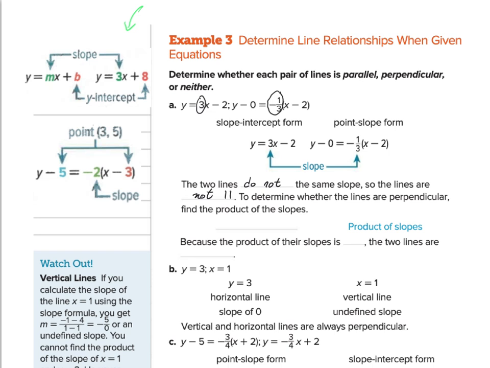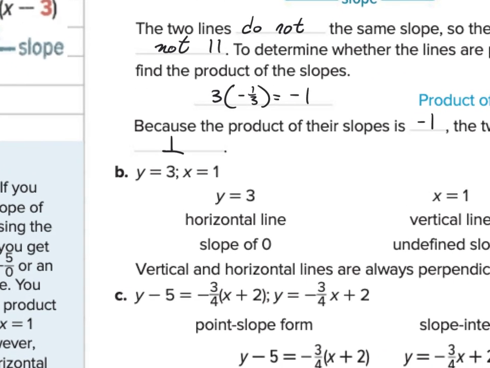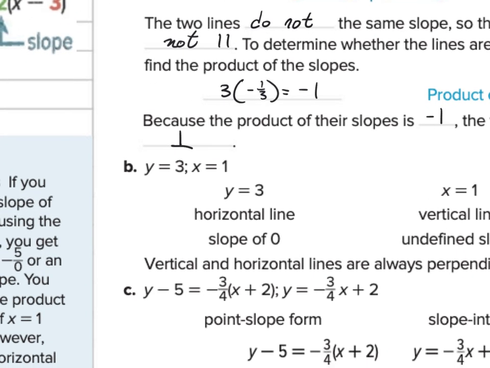To determine whether the lines are perpendicular, you find the product of the two slopes. So the product, we have 3 times negative 1/3. That is going to be equal to negative 1. So since the product of the slopes is negative 1, the two lines are going to be perpendicular. So being able to look at the equation, understanding what's going on, and making those determinations.